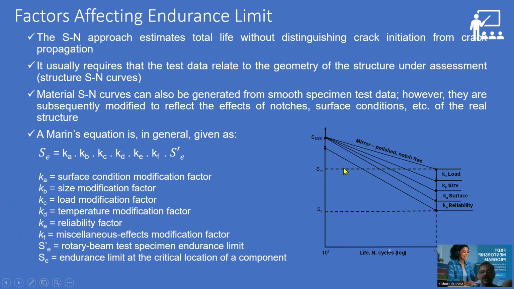So it shows that the SN curve, which is generated using a mirror-polished, circular-section specimen, in an actual component will have a different type of loading, different size and surface, and obviously if you want to have reliability, that will affect the entire SN curve between 10 to the 3 and 10 to the 6, which is high cycle fatigue. Please make a note that the other correction factors affect only the endurance limit. However, reliability affects both the stress at 10 to the 3 as well as the stress at the endurance limit at 10 to the 6.